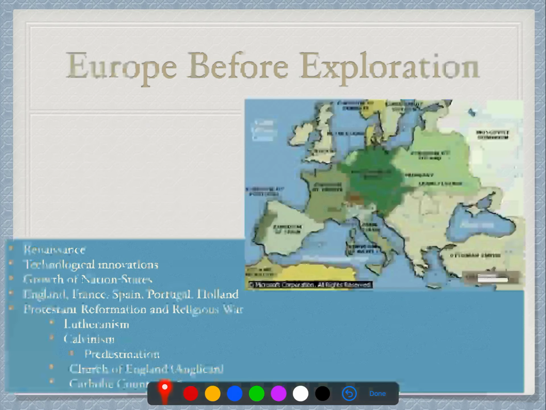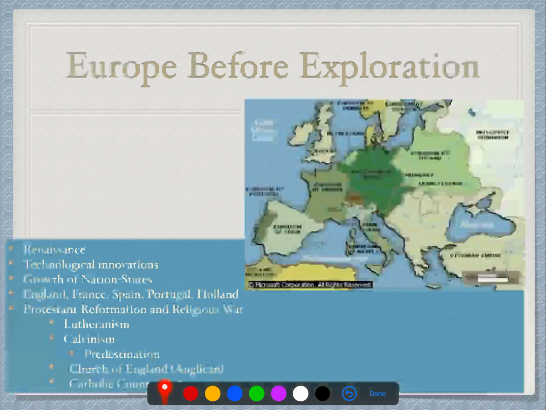So, Europe before exploration. We are in the midst of the Renaissance. We have experienced technological innovation beyond anyone's wildest dreams at this point. We're also seeing the growth of nation states, countries, nations that feel a great sense of pride. And that's something that comes along with the Renaissance as well, right? This is the point in time when artists really start putting their name on their work, and saying where they are from: I created this, and this is the place I am from. So pride of place is really important.